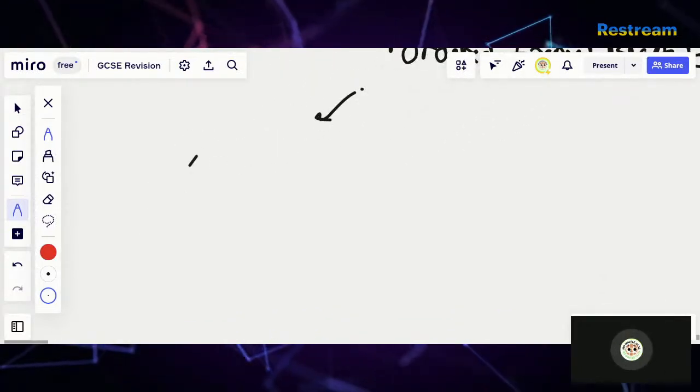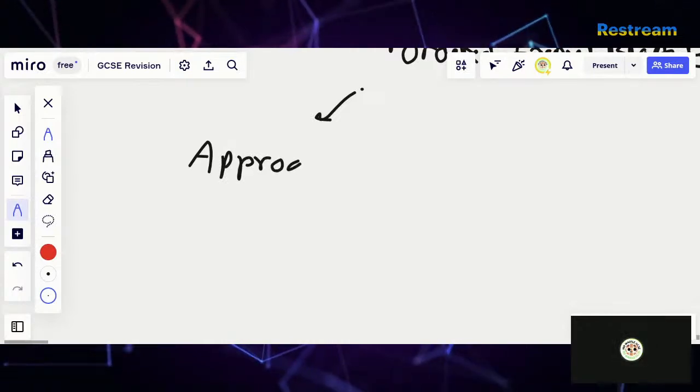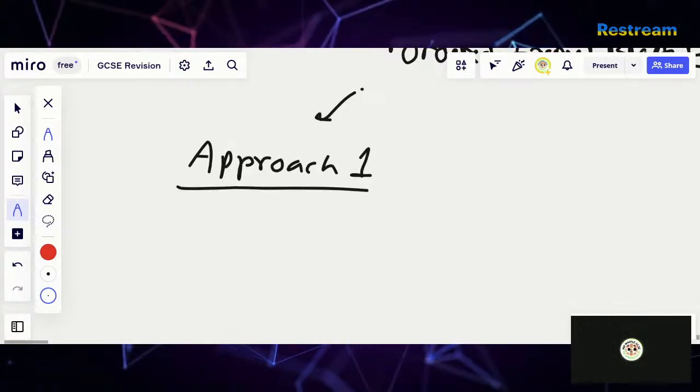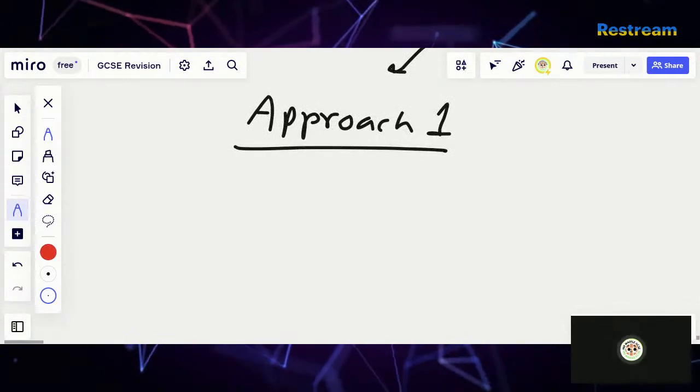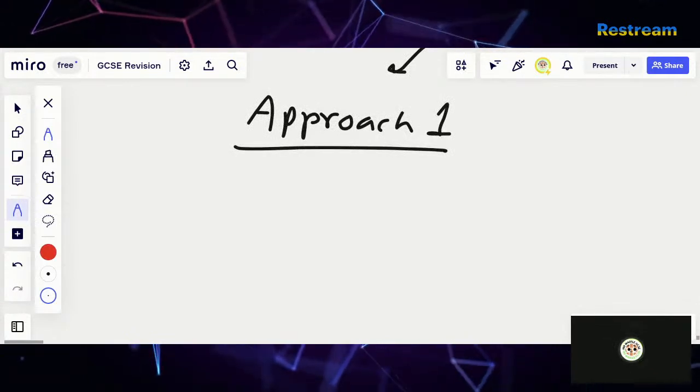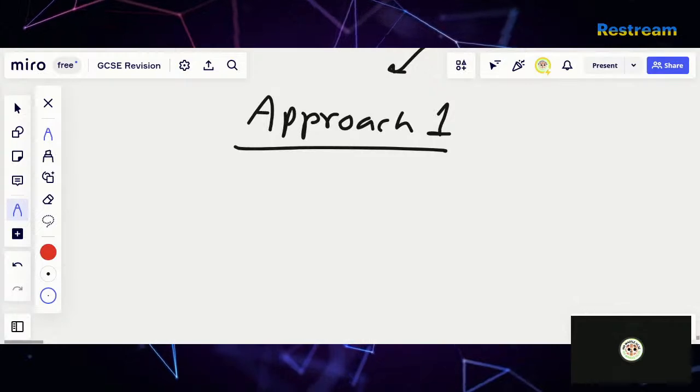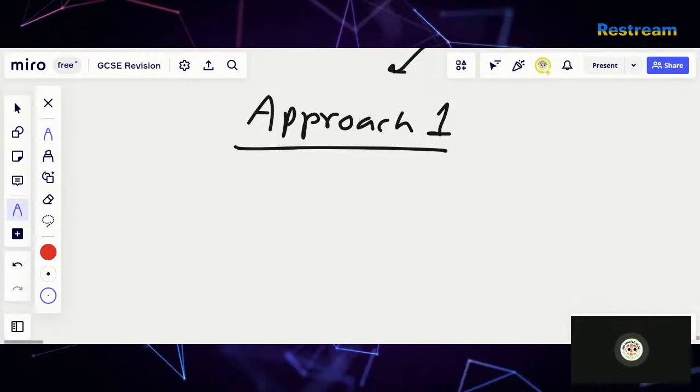So let's talk about approach number 1. So approach 1 with this question would be add the unknown metal to copper sulfate.